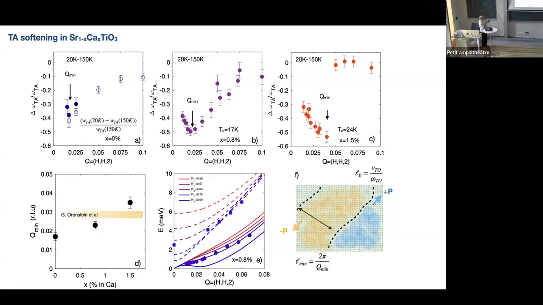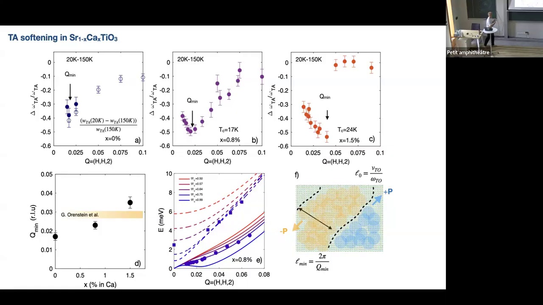Now, we not only found that the amplitude is increasing, but the position at which this minimum occurs is also changing. So this is Q min, the position where we have the minimum in our measurement, that is increasing with calcium concentration. And this is a result of the pump-probe experiment that I showed you. And if you keep in mind the fact that when you apply terahertz, you turn the system into ferroelectricity, there is a kind of consistency between the calcium result and this result.